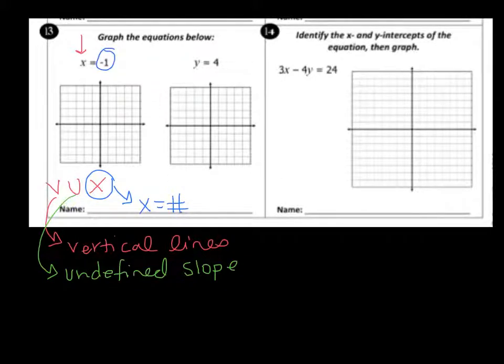So on the x-axis, I'm going to go to -1 and put a point. And I already know because it's VUX, it is vertical, so I'm going to draw a vertical line through that point. Okay. Looking at the second problem on this one, it says y equals, so I know that had to be HOI.